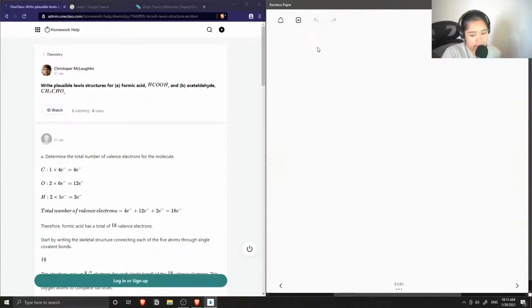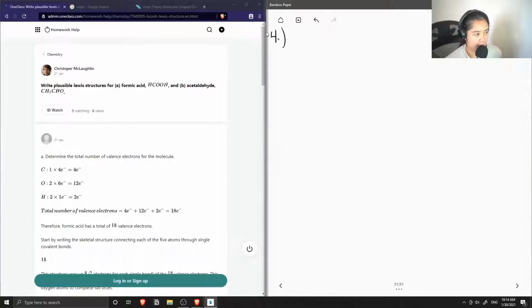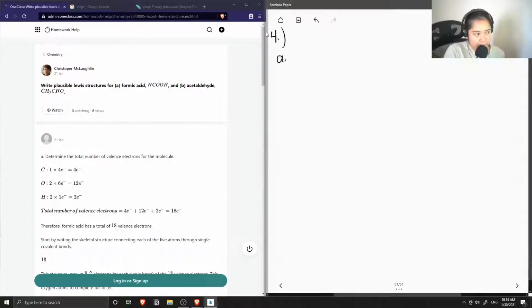Okay, so question number 4. Write plausible Lewis structures for A, formic acid, and B, acetyl aldehyde. Okay, so let's do formic acid first, which is HCOOH.